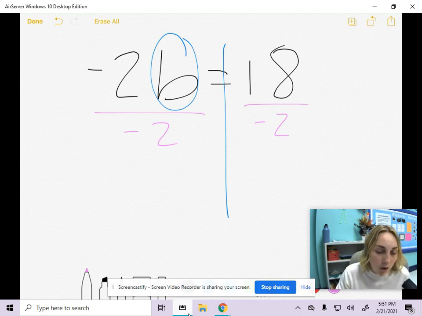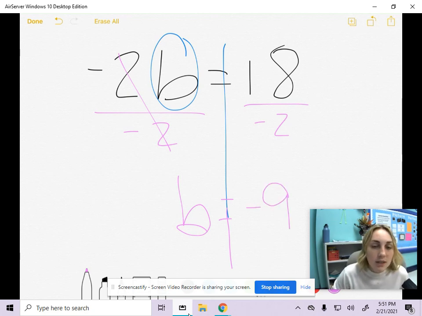So negative 2 over negative 2, that's equal to 1. They cancel each other out. And what we have left over is b. And then 18 divided by negative 2 would give us negative 9. So in this case, b is equal to negative 9.